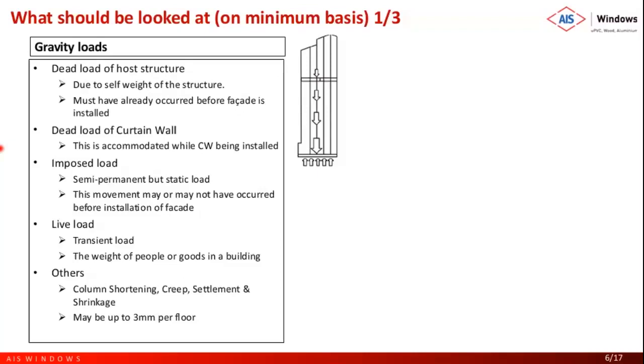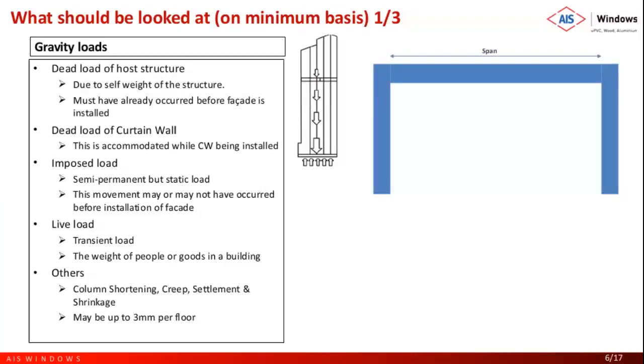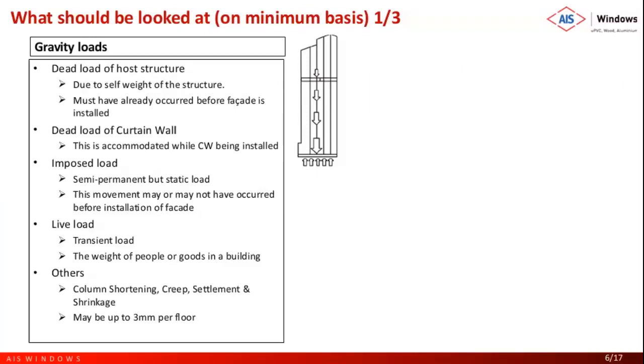Live load. So live loads are transient. These have to be accommodated by the facade in all the cases. So we need to be very sure what the actual live load deflection is and what needs to be accommodated there. There are other gravity loads, which are column shortening, creep, settlement, and shrinkage. Now these three forces together can make up to 3 millimeters of deflection per floor. So if you have a 10-floor building, that means in say 30 years of lifespan, it may be shorter by 30 millimeters.